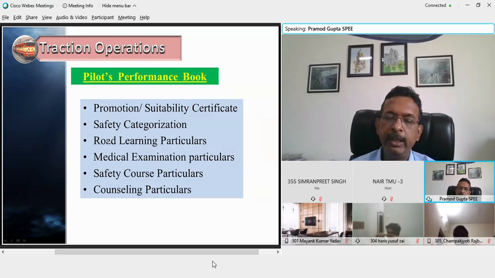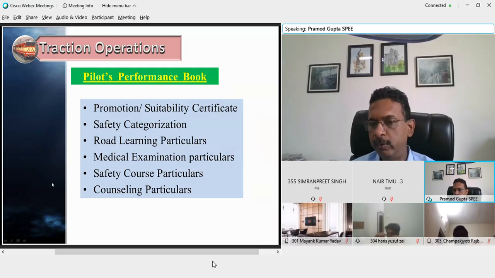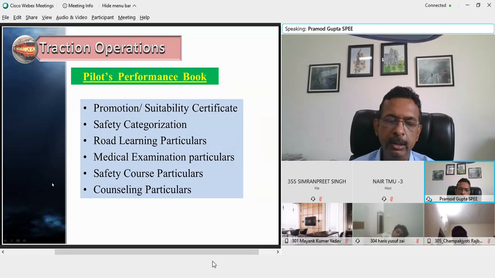And if you find that there is some serious mistake or some issue which is supposed to be brought into the knowledge of the loco inspector and the officer, then you can also record a small comment regarding the area where you feel that there is a scope of improvement.